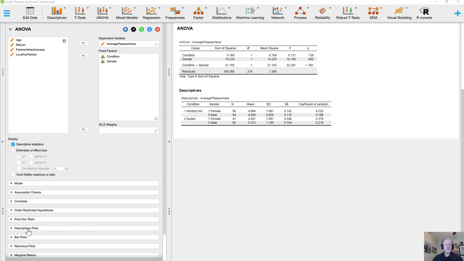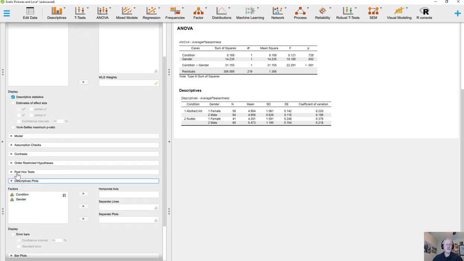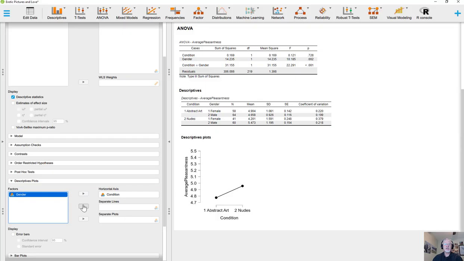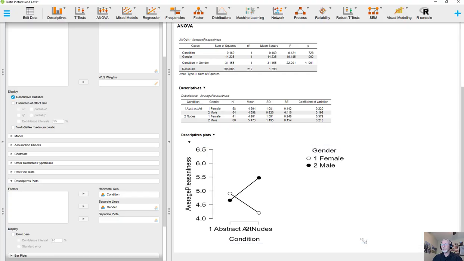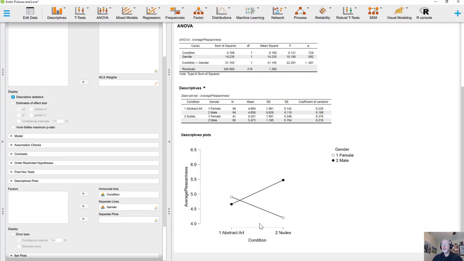Now, the best way to see this is to go to descriptive plots, and let's put condition on the horizontal axis and gender as separate lines. Grab this and pull it out, and it becomes nice and neat.